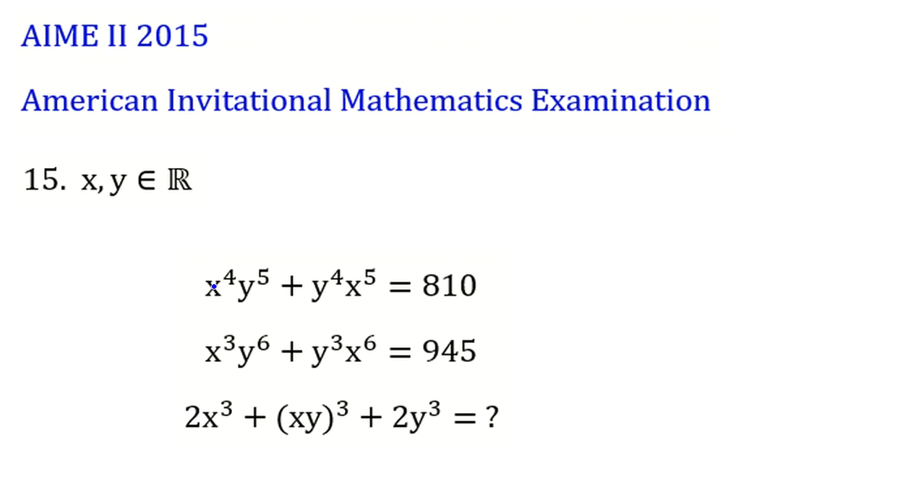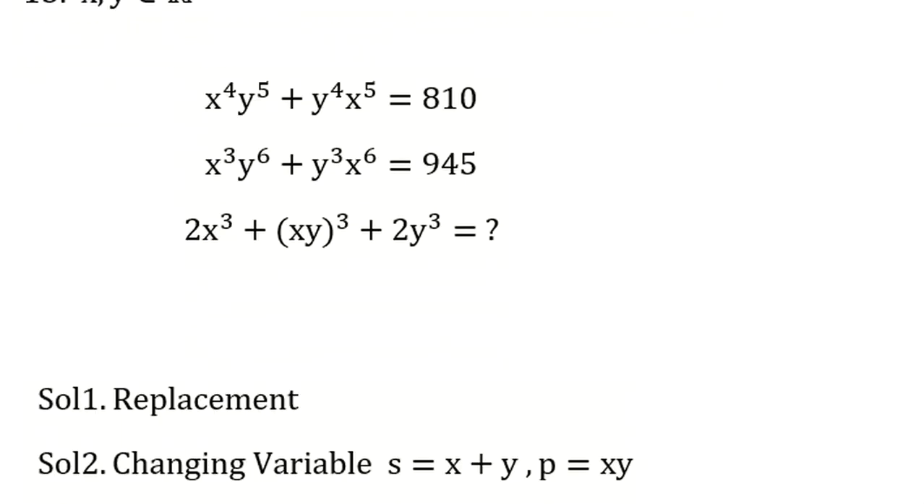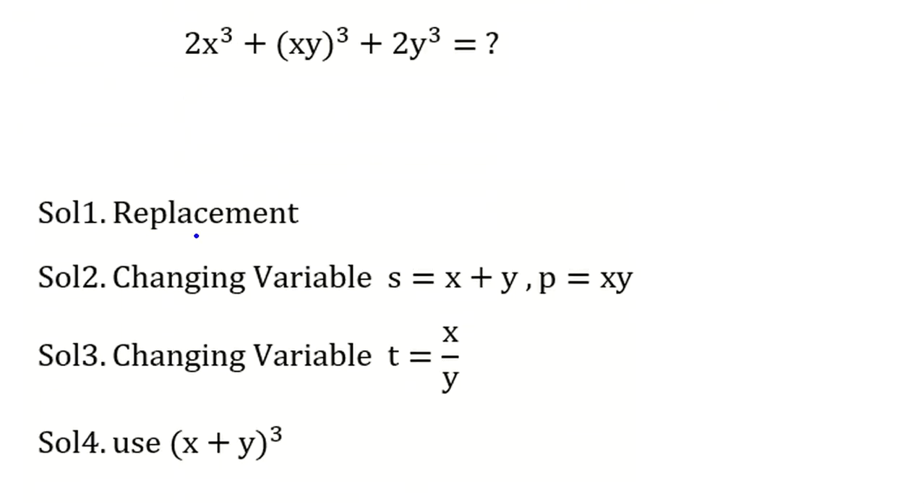So we want to solve this problem with 4 solutions. First solution, replacement. I've solved many problems of AIME, AMC, UK BMO (British Mathematical Olympiad), and SMO for Singapore and Hong Kong with replacement, so it is so much important. Solution number 2, changing variable. This is also so much useful, such as the sum x plus y and product xy. Changing variable by division, t equal to x over y, and the last solution, the fourth solution, uses x plus y cubed.